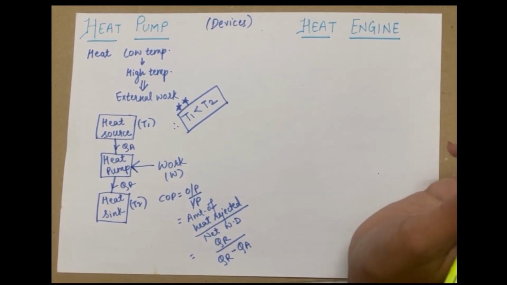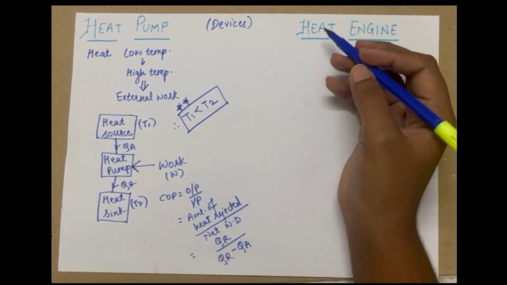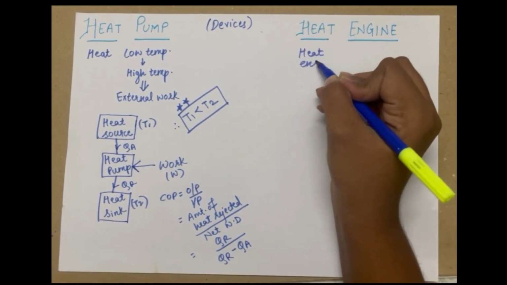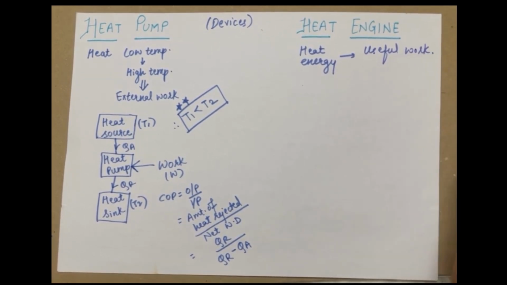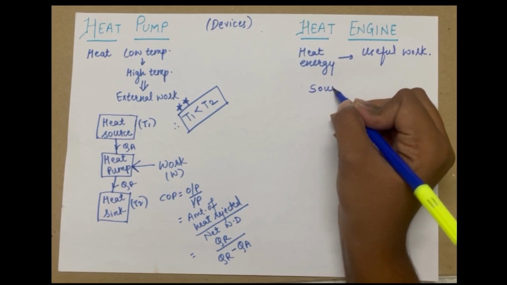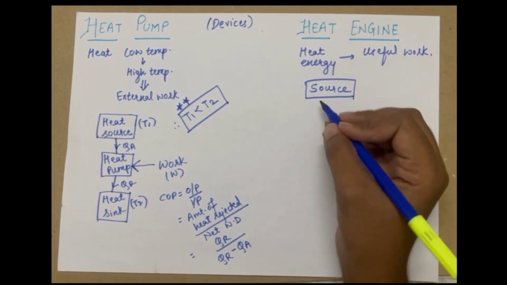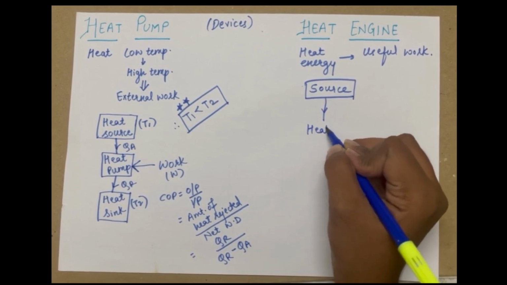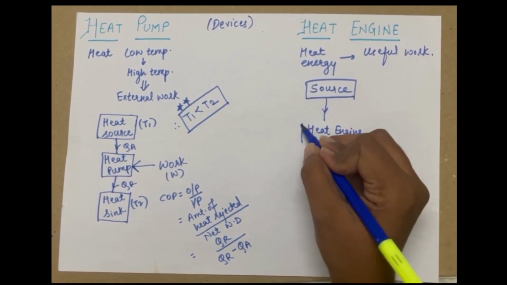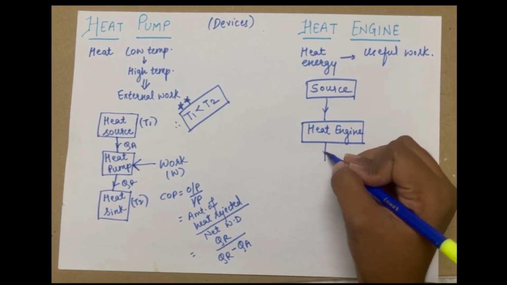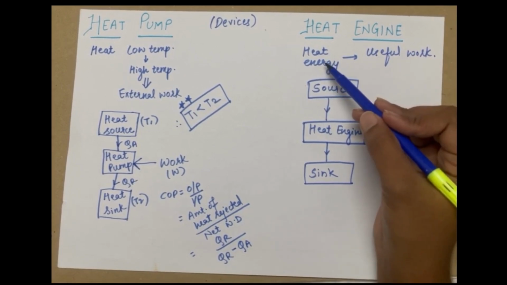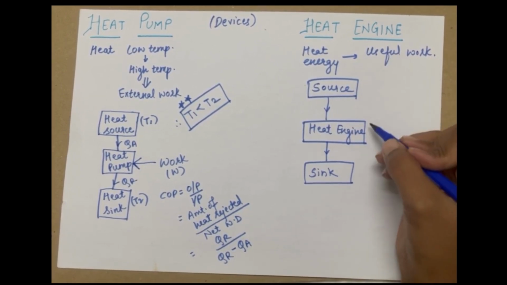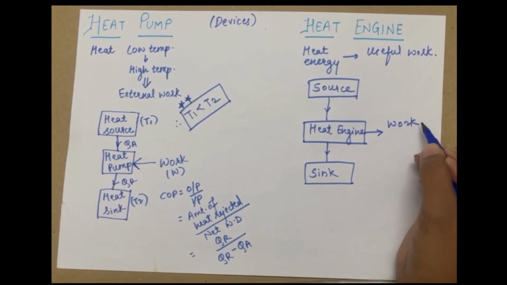Now next, heat engine. Heat engine is also a device. It converts heat energy to some form of useful work. Now, again, we need a source in the flow diagram. After the source comes the heat engine, and after the heat engine comes sink. Now, since heat energy is being converted into some form of useful work, we are going to get work as the output. And that is going to be QA minus QR.